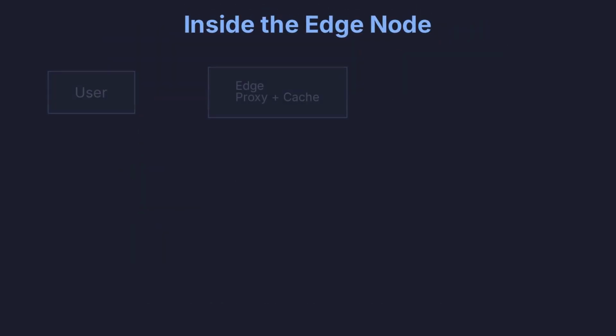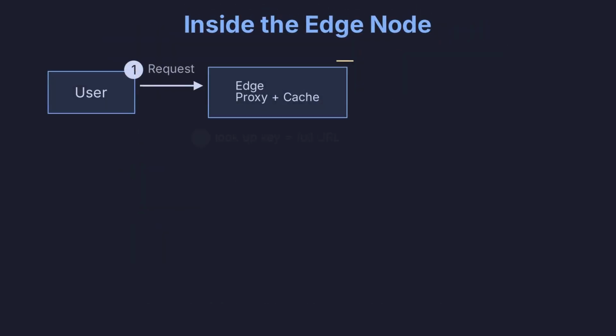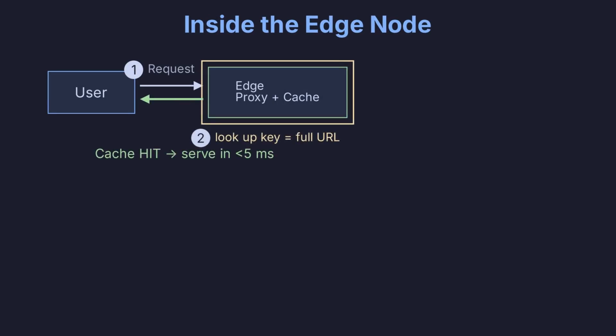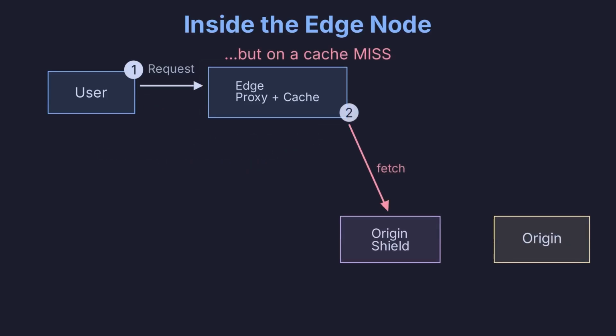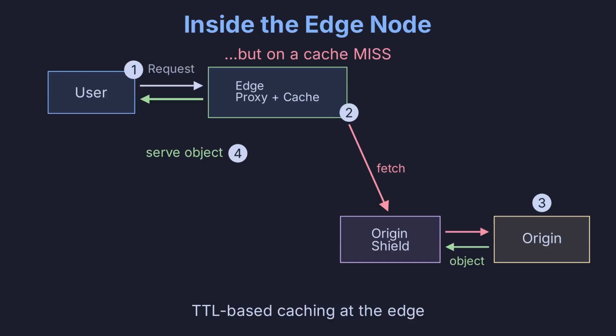Inside that edge node, a reverse proxy checks a local cache, disk, or memory for the object. The cache key is usually the full URL, sometimes plus selected request headers. If the object is present and its TTL hasn't expired, that's a cache hit. The edge serves it immediately, often in under 5 milliseconds for static files.